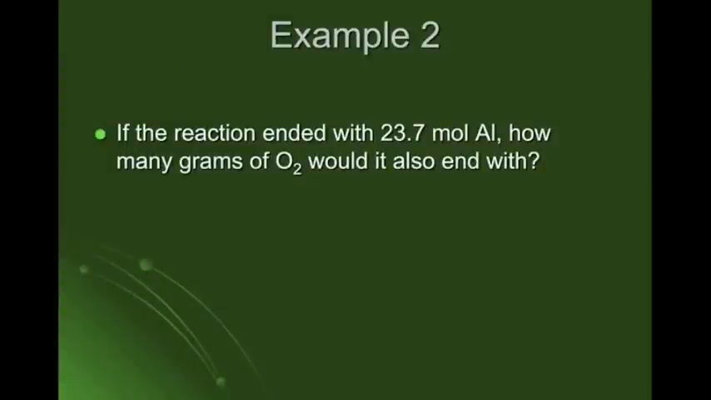This next one says if the reaction ends with 23.7 moles of aluminum, how many grams of oxygen? So this is what we have. We want to know how many grams of oxygen. Now we're just going to work this one backwards.